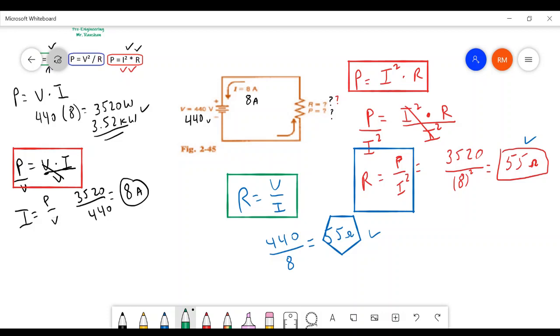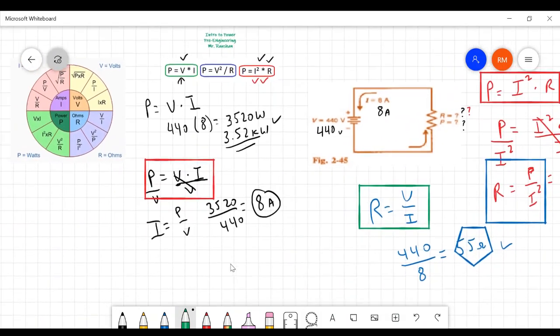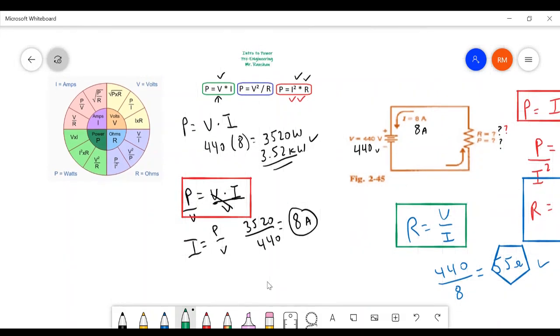So we went over quite a few things today, guys. We went over all the formulas. I have provided the Ohm's law power chart here. It's called the wheel formula chart. It's also on Google. You can Google it and check it out yourself.